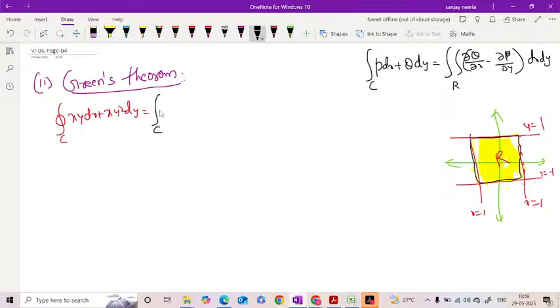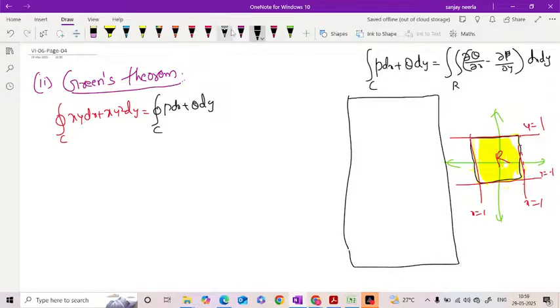Line integral over C of P dx plus Q dy. Now compare what is our P and what is our Q. We just have to compute. P is equal to xy and Q is equal to xy square. Now what is the statement by using Green's theorem?